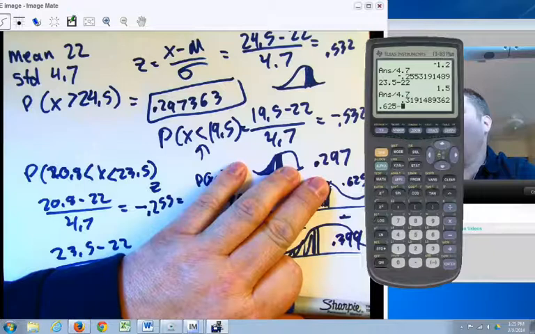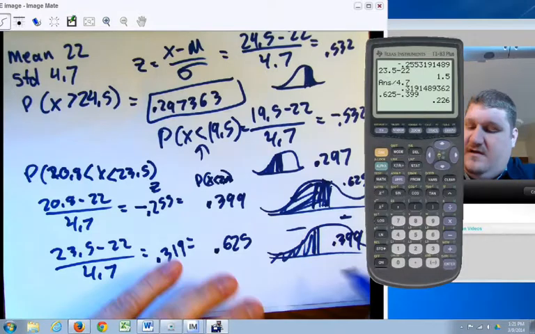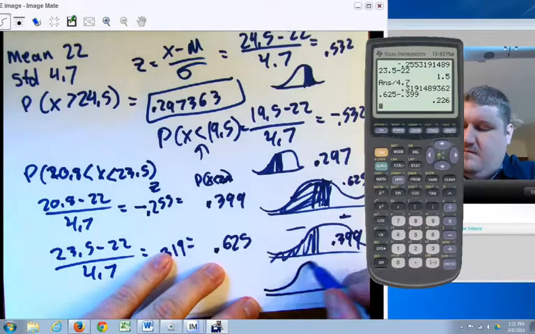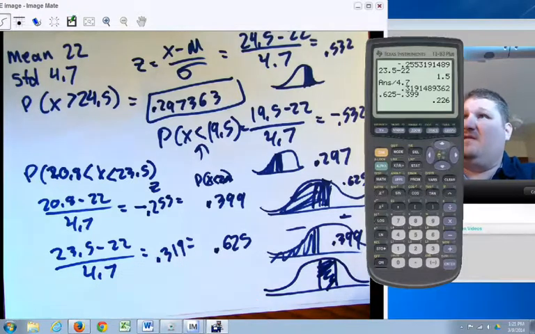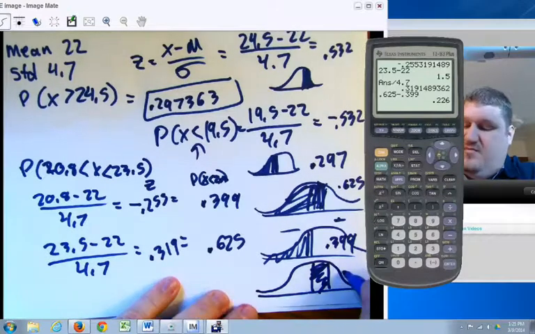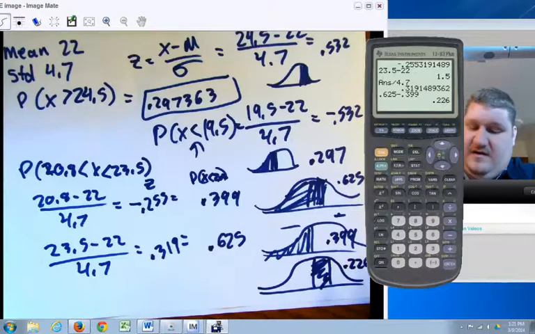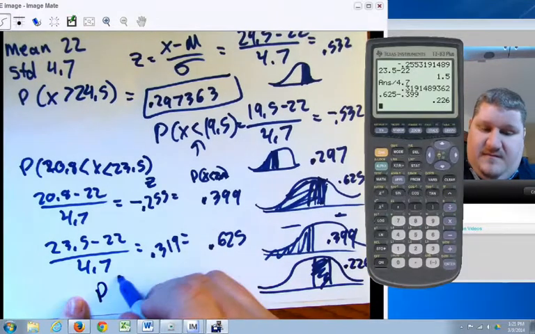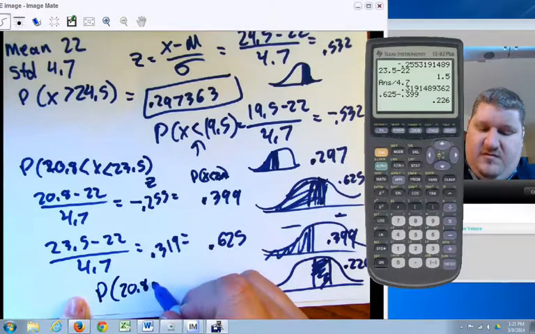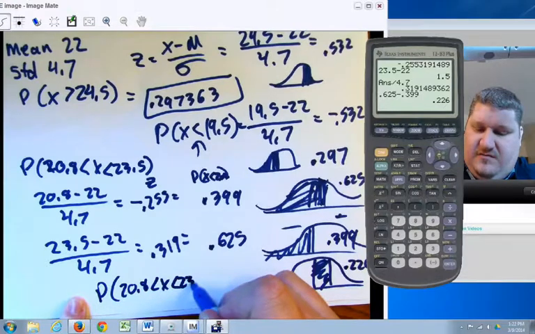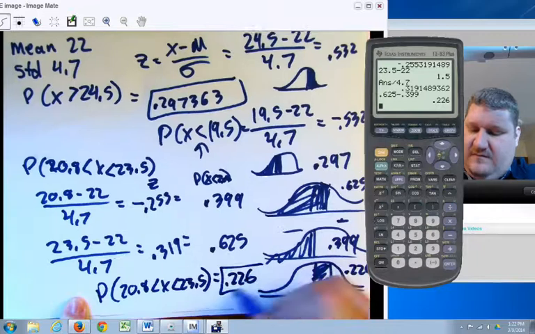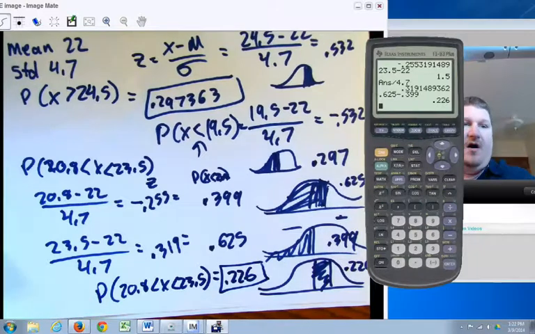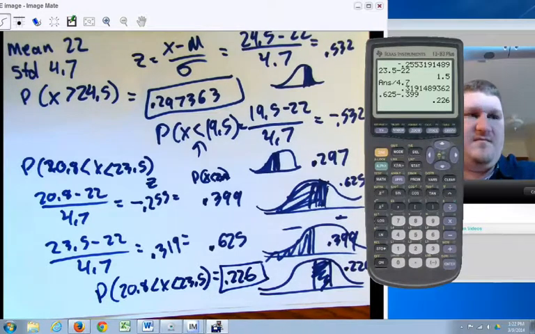0.625 minus 0.399. The answer is, the area in the middle is going to be 0.226. So the probability that x is greater than 20.8 but less than 23.5 is 0.226. There we go. All right, let's go on to the next problem.